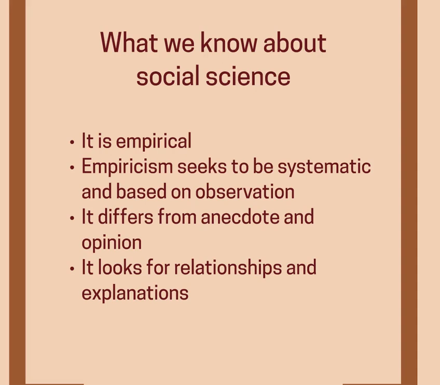We know that social science is empirical, and we know that empiricism tries to be systematic and based on observation. And that's what makes it different from anecdote and opinion, in that it's always looking to what the observations tell us about the world. And it tries to do that in a systematic manner that detaches itself from what we want to see in the world. And of course, using that observation, it looks for relationships, it looks for explanations, it seeks to build broader theories that help us to get a deeper understanding of the world.